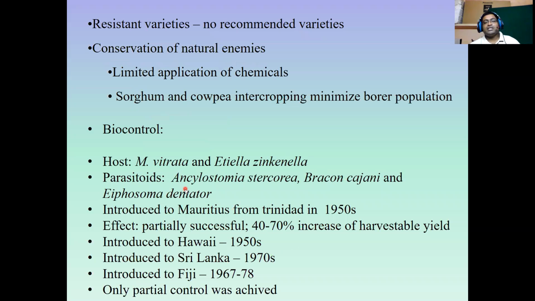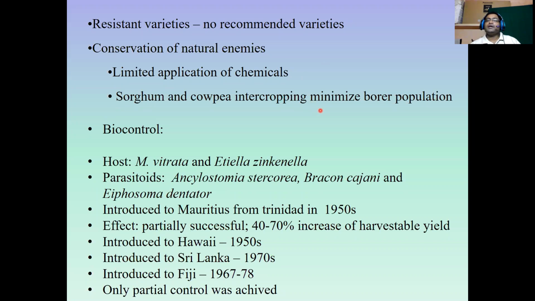There are no resistant varieties, but there is conservation of natural enemies, limited application of chemicals, or sorghum and cowpea intercropping, which reduces the borer population. Why? Because of monocot and dicot plants. You are cultivating them alternately or intercropping, so it will confuse the pest, and there will be less chance of pest attack.